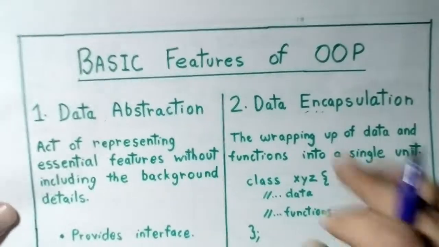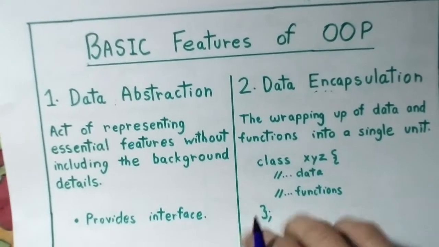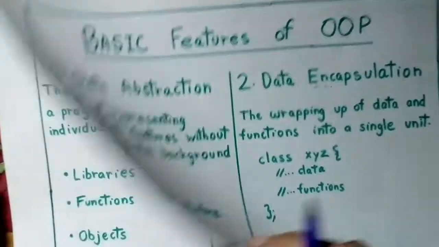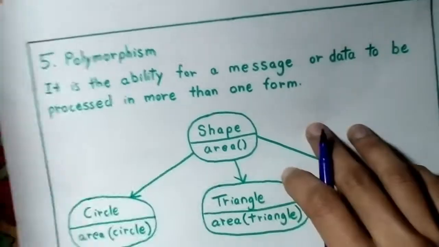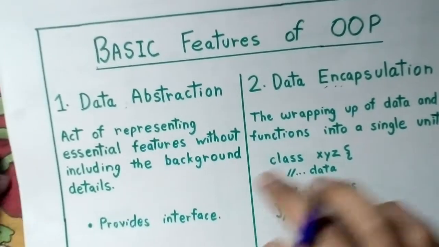Basic features of OOP. Today we'll talk about the basic features of OOP. There are 5 features: data abstraction, data encapsulation, then modularity, inheritance, and polymorphism. We'll discuss all of them one by one. The first is data abstraction.